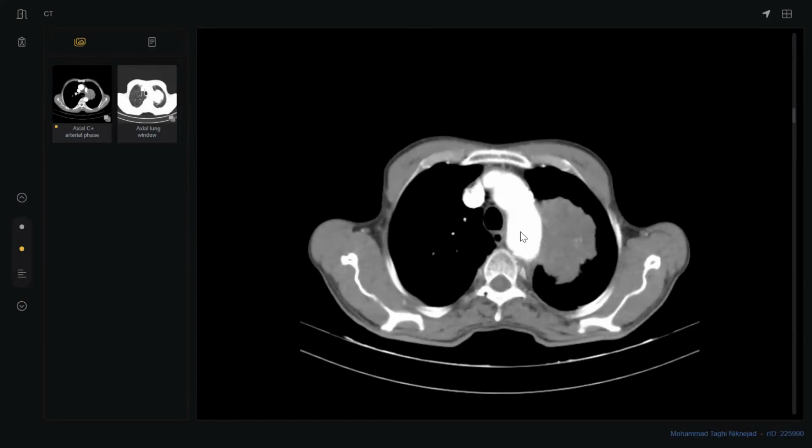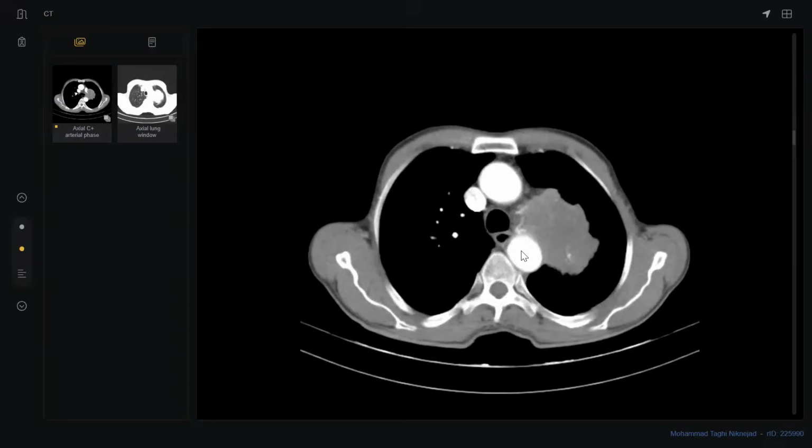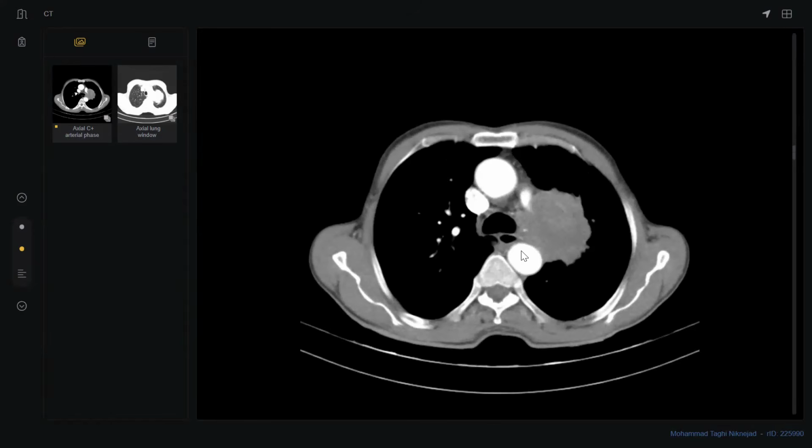It is just posterior to the left main bronchus. It is also having indistinct fat planes with the esophagus. No, where is the esophagus here? Go down, please.